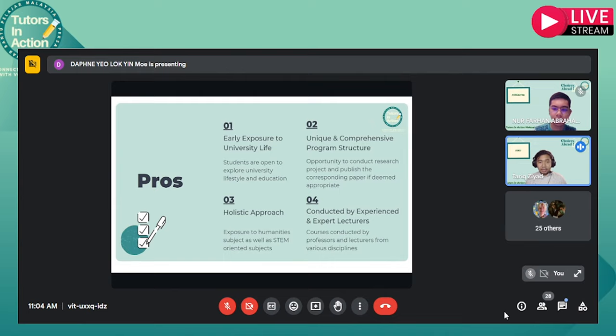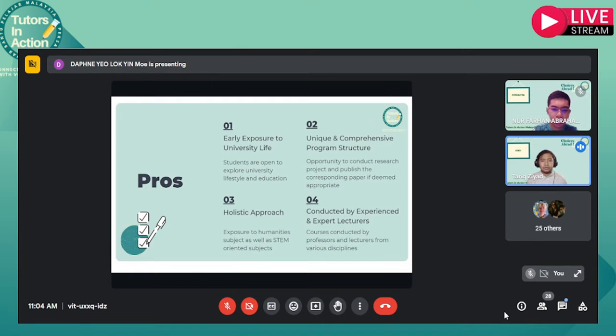The second one is the unique and comprehensive program structure. As I said, the research project and research skill subject is actually very unique. You could even publish your research. So I've had friends that are at 17, 18 years old, and they've already published their first papers. Which is definitely a very big achievement for that age. Usually you'll be looking at master's students or even PhD students to be able to achieve that kind of progress.